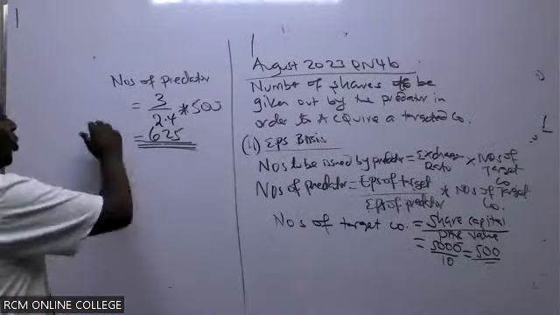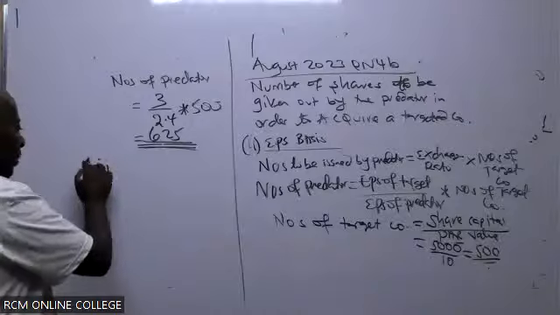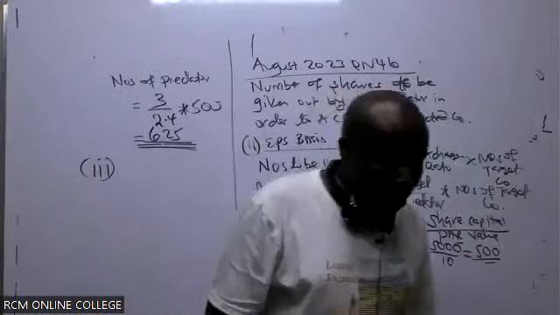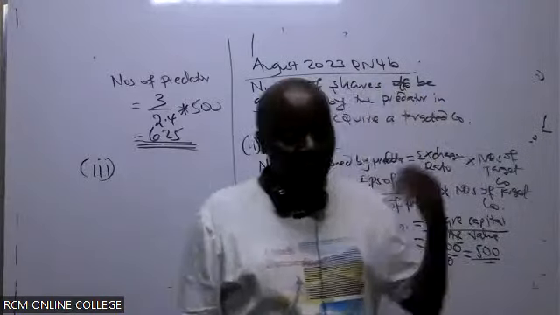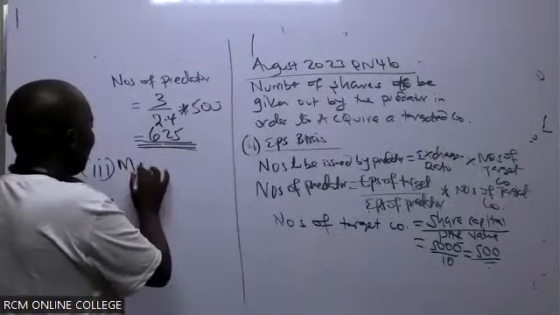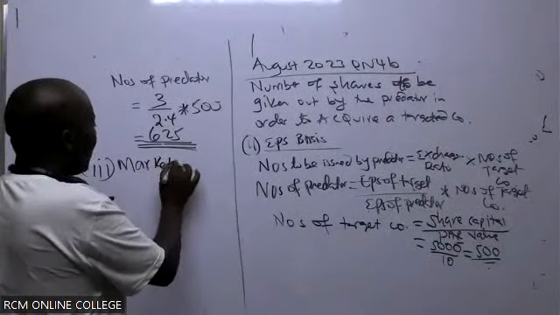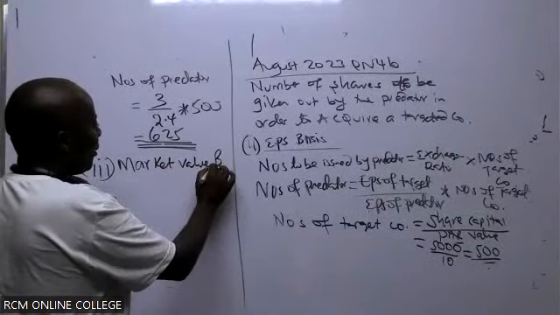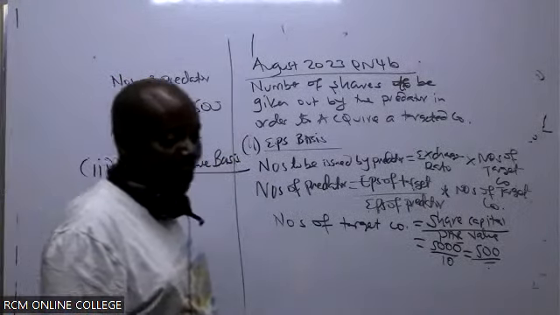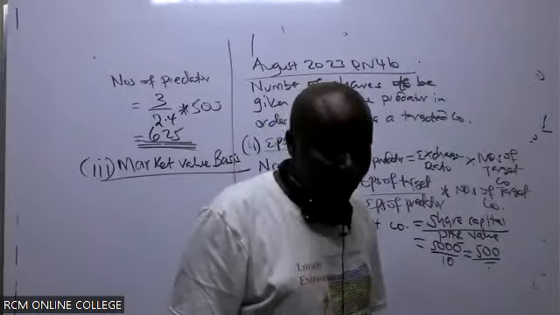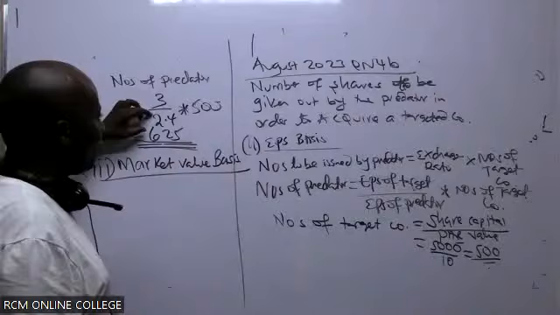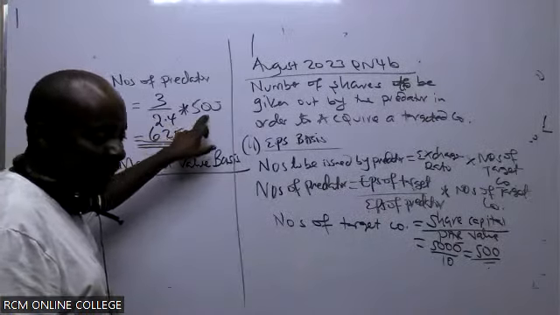Now from there, we go to another basis. So number 3, we go to another basis. This time round, they want you to use the market value basis. How are you getting 625? Do you have these values? 3 over 2.4 times 500.